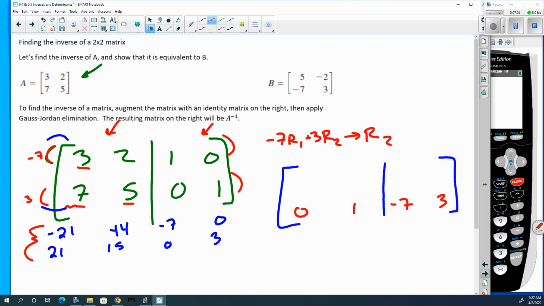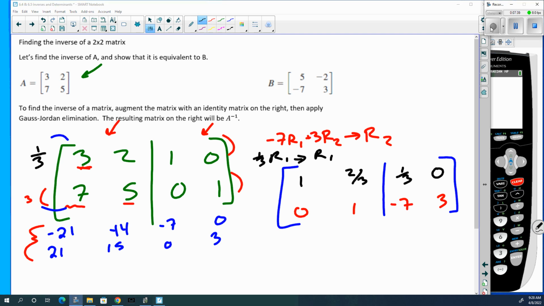Okay, now I'll go ahead and go to my top row. I want my top row to become a 1 right where that 3 is. So I can make that become a 1 by timesing the top row by a positive 1/3. So I'm going to do row 1 times a third, and that's going to become my new row 1. A third times 1 gives me 1. A third times 2 gives me 2/3. A third times 1 gives me 1/3, and then a third times 0 is 0.